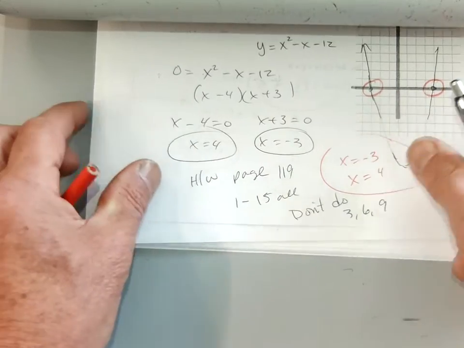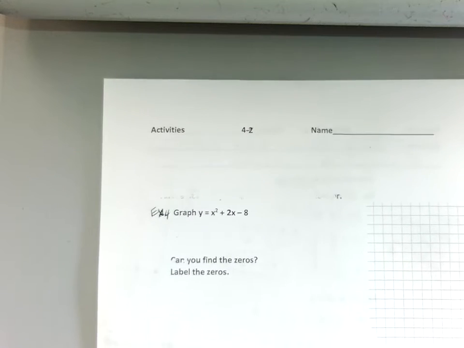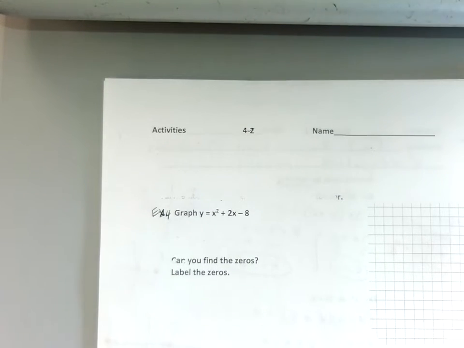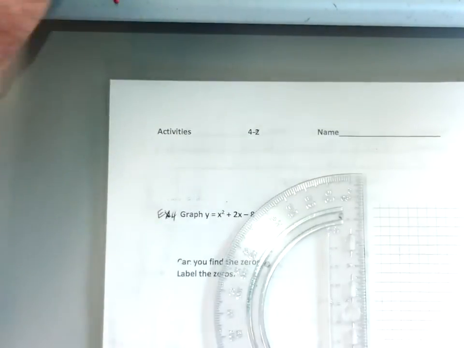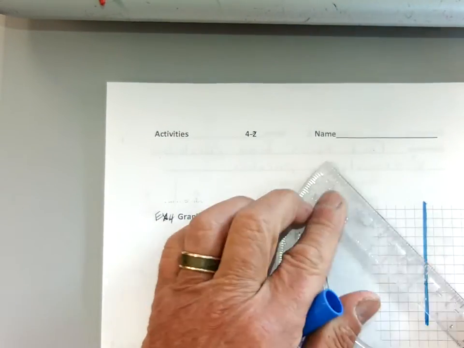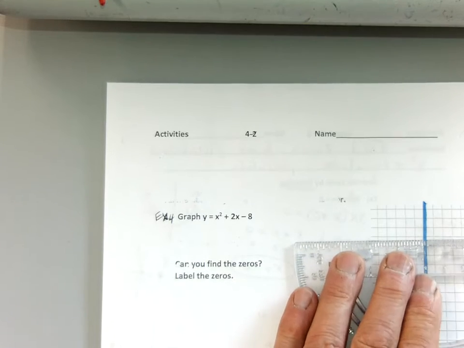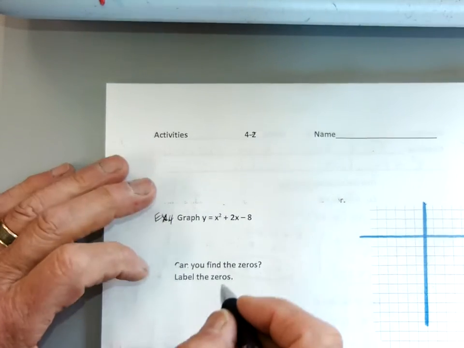So now let's do number 4. Can you find the zeros? Sure. We can find the zeros. In fact, let's graph the whole thing. I'm going to go ahead and put my xy axis down. I want to graph this. And I think this is almost what we did on our warm-up, right? So, can you find the zeros?